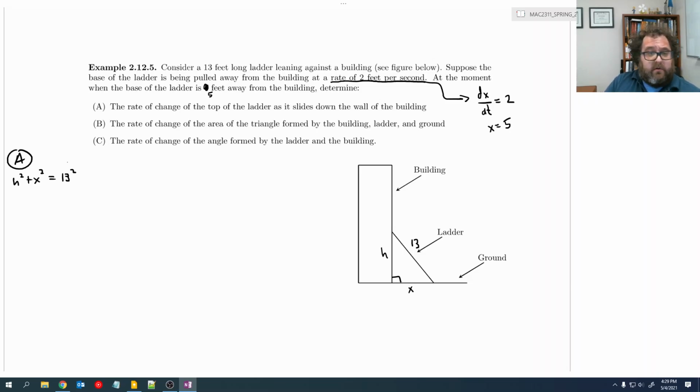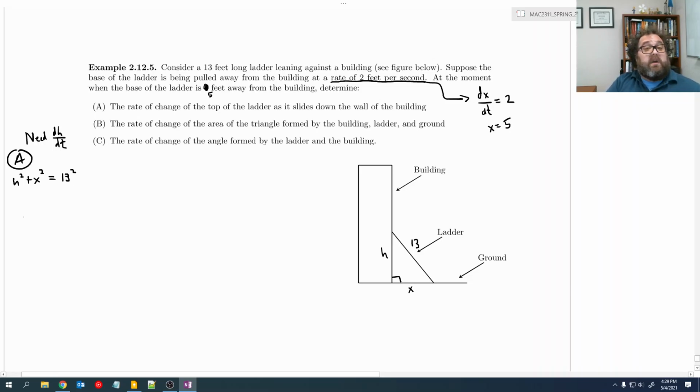So basically, we want to find the rate of change of the height. So we want to find dh/dt. Now notice we know dx/dt and we know x. So we are working with x's and h's. So the Pythagorean theorem is fine. We don't have to eliminate any variables, because h's, x's, and 13 squared, that's fine.